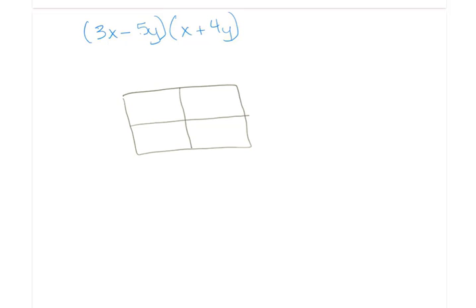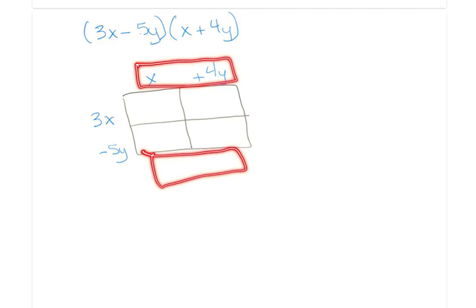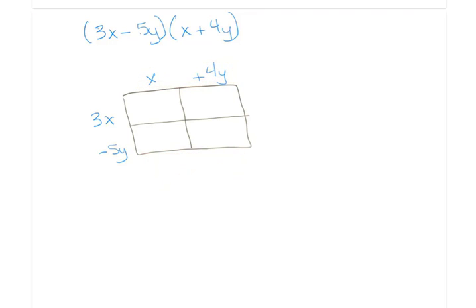So we're going to put our terms on the outside. So I'm going to go with 3x minus 5y on this side. And it doesn't matter if you put it on the top or the side. That's your own personal preference. And then I'm just going to put x plus 4y up on top. And like I said, it's up to you guys. You can put these guys that you put on top, you can put it on the bottom. Whichever way makes sense to you. Right? You just got to have one on the horizontal and one on the vertical.